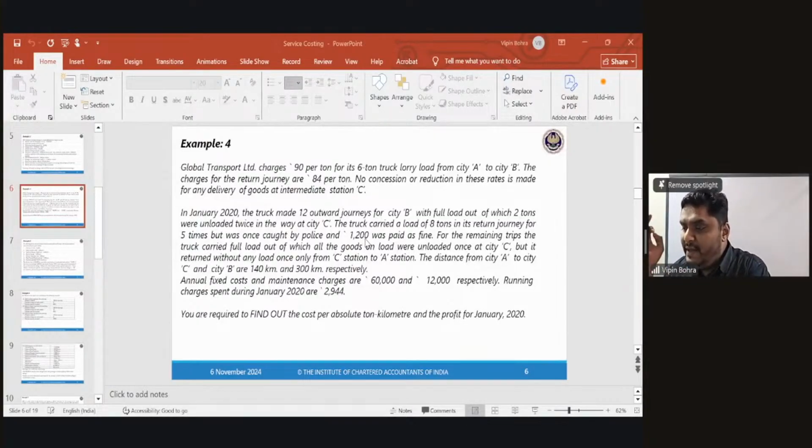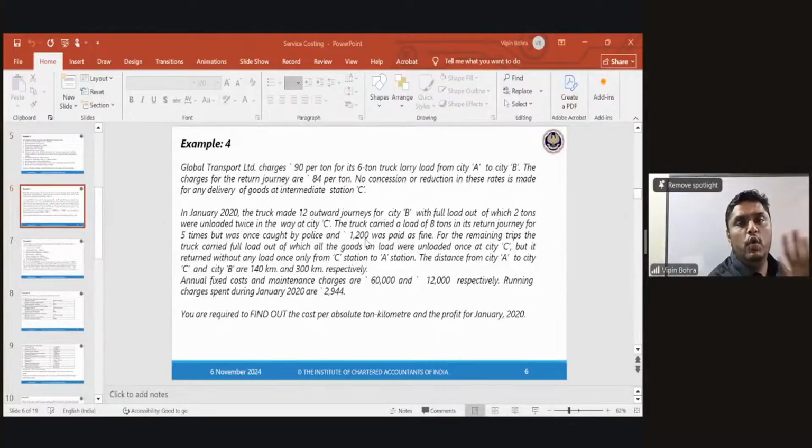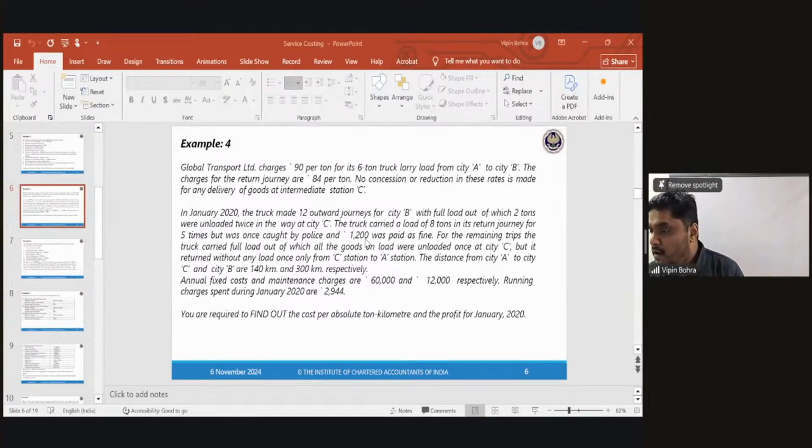For the remaining trips, the truck carried full load, out of which all goods on load were unloaded at CTC. So for the remaining 7 times, they carried a load of 6 tons. But once the entire 6 tons in the return journey were unloaded at CTC, so the balance tons were transported from C to A. It returned without any load from CTC to A. Now the distances from city A to city C and B are 140 and 300 kilometers respectively.